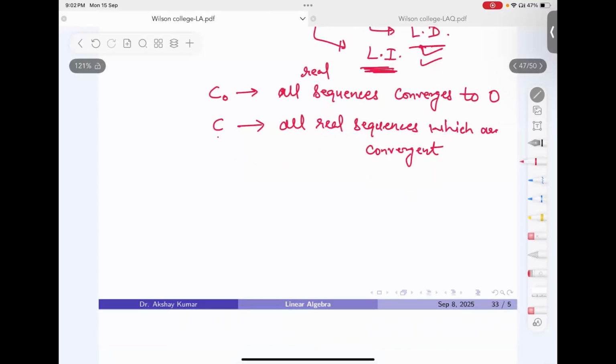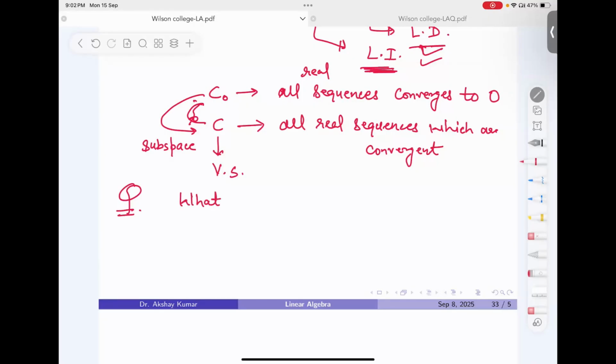So you can prove that this is a vector space and C naught is a subspace, right? The question is, we have seen what the codimension is. So the question is, what is the codimension of C naught in C? If you know a little bit of real analysis, then you can figure it out.